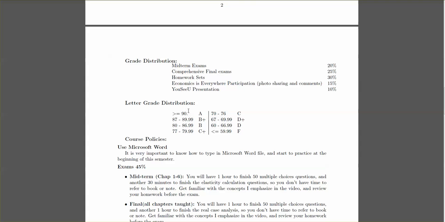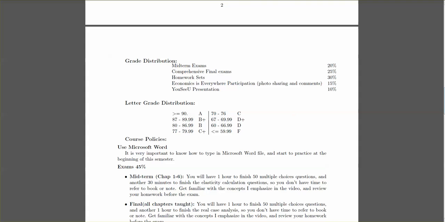For this class, if you want to get an A, you need to get at least 90 points. For a B plus, it's 87 to 89.99. The B is 80 to 86.99. The C plus is 77 to 79.99. And the C is 70 to 76.